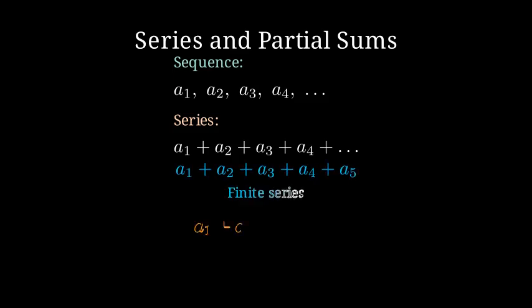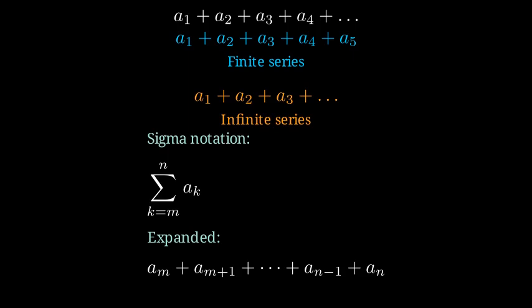A series can be finite, meaning it has a last term, or infinite, meaning it goes on forever. The sum of a finite series is always defined, but the sum of an infinite series may or may not be defined. We often use sigma notation to represent a series compactly. The notation sum from k equals m to n of a sub k means we add all terms from a sub m up to a sub n.